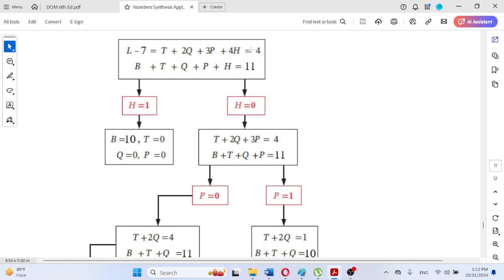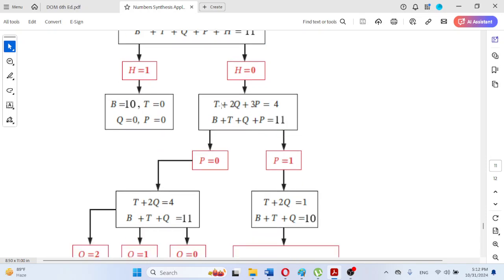So if h is equal to 0, the equation is further reduced to t plus 2q plus 3p is equal to 4, and the lower equation becomes b plus t plus q plus p is equal to 11. And now we will be repeating the same procedure. The highest order number of link here is the pentagonal link, so on the right hand side there is 4. So if we can observe that p can assume only these values, p can be 0 or p can be 1 in this equation, this upper equation. Remember, this upper equation will be used.